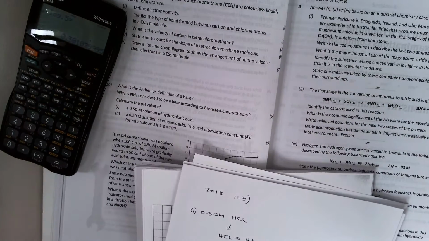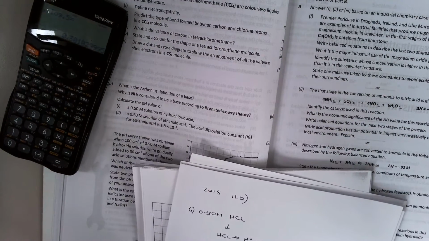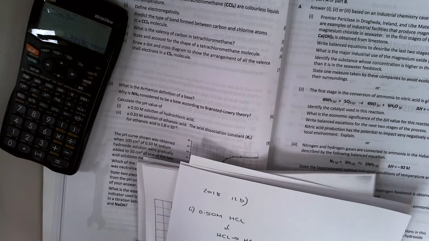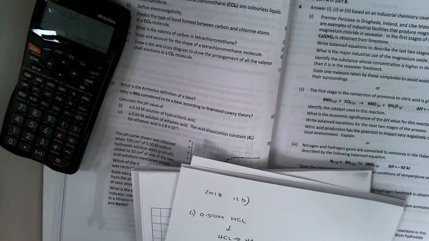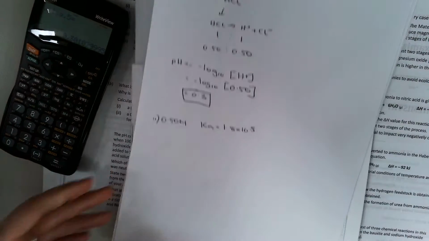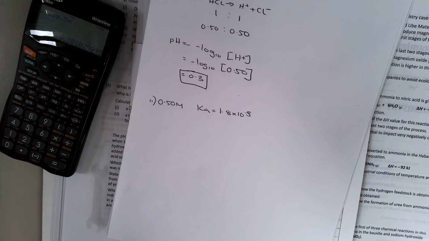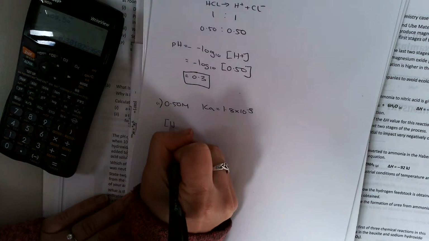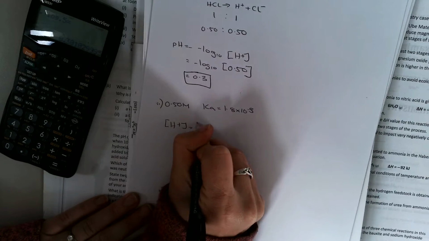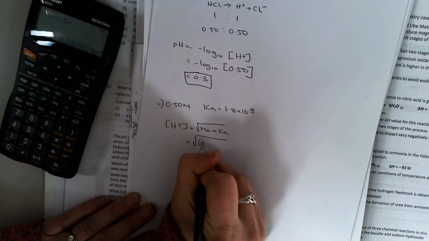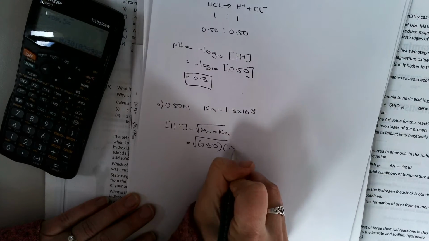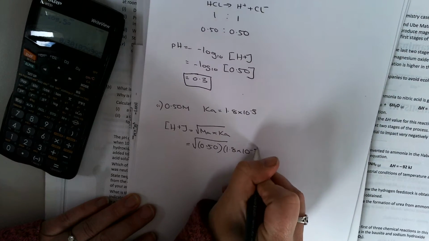And then for part II, I'm told I have a 0.05 molar ethanoic acid with Ka equal to 1.8 by 10 to the minus 5. Okay, so in order to do this, I am going to firstly work out my H plus ion concentration. So H plus is equal to the square root of Ma by Ka. Ma in the question is 0.50 multiplied by Ka, 1.8 by 10 to the minus 5.